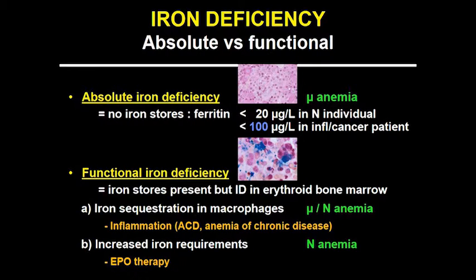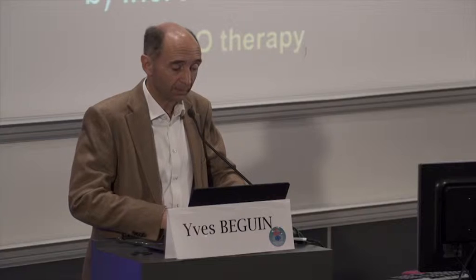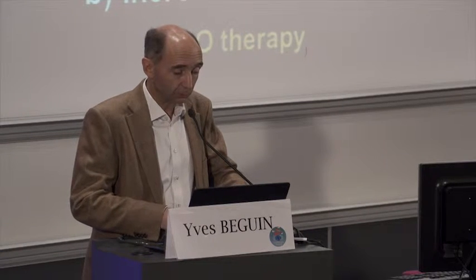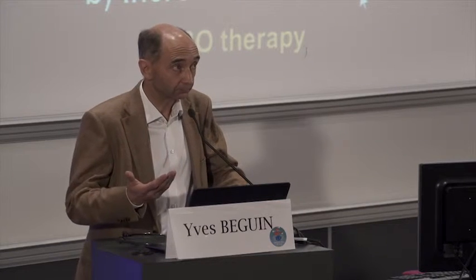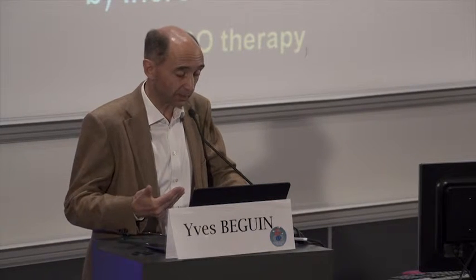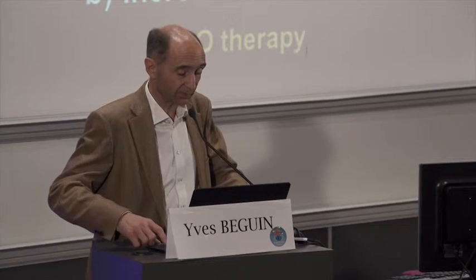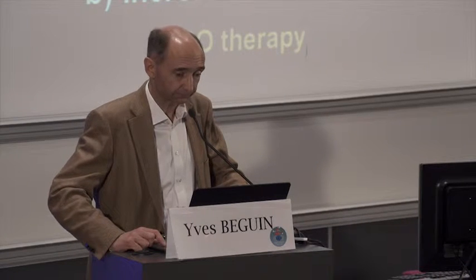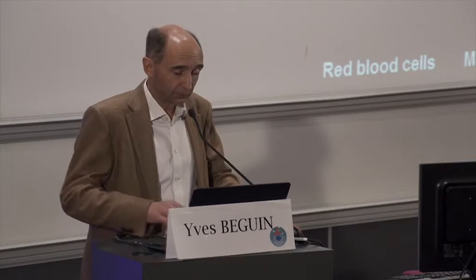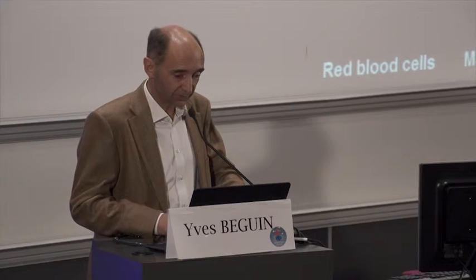well, in that case, there is iron stored, but iron deficiency is present in erythroid bone marrow. It can be because there's iron sequestration in macrophages. It's what is called anemia of chronic disease. Or it can be that iron requirements are increased and that iron sequestration in macrophages cannot meet the demand. And it's particularly common in patients on EPO therapy.